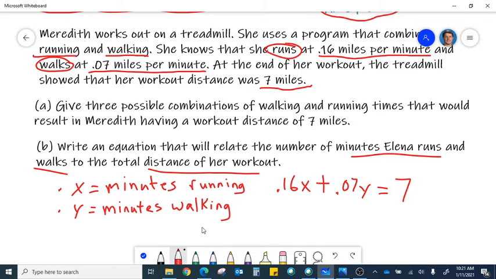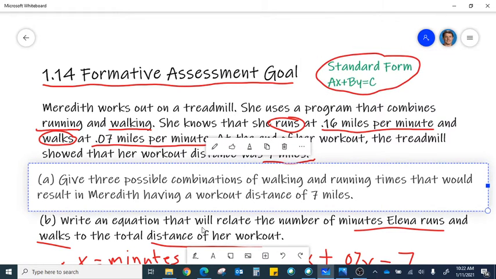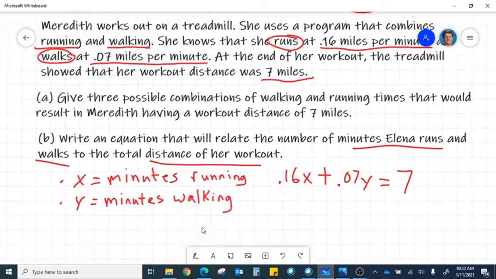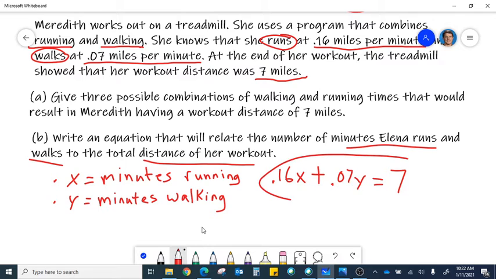All right. So there we have it. The first thing that we have to do is define the variables. Once we define what those variables are, we can make some good judgments on how to make it look like this right here: AX plus BY equals C. All right, so there is the formula for it.